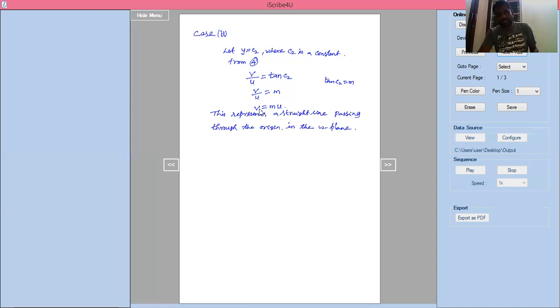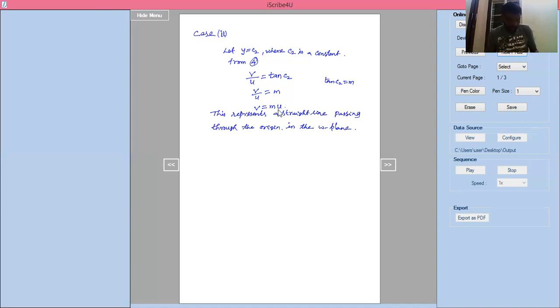This one should be v equal to mu. How can I say that it is the W plane? Here the v term and u term are there. Whenever the v term and u term are there, it is the W plane. What is this? y equal to mx. Y equal to mx is what? It's a straight line. Right.